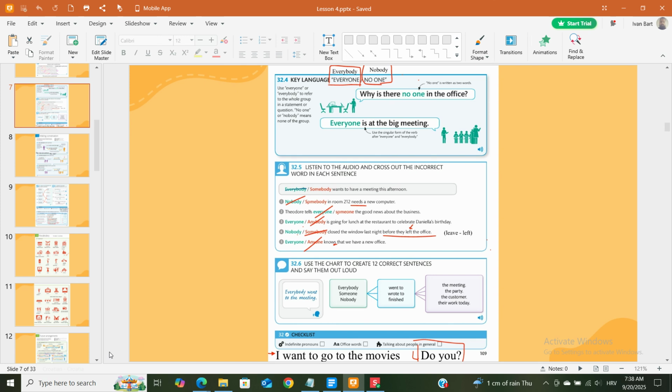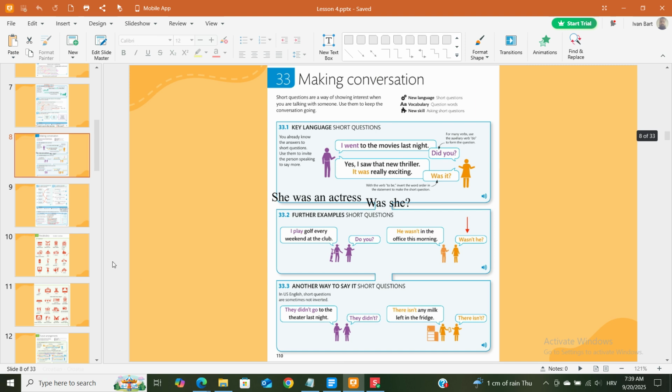33 Making conversation. Short questions are a way of showing interest when you are talking with someone. Use them to keep the conversation going. 33.1 Key language: short questions. You already know the answers to short questions. Use them to invite the person speaking to say more. New language: short questions. Vocabulary: question words. New skill: asking short questions.